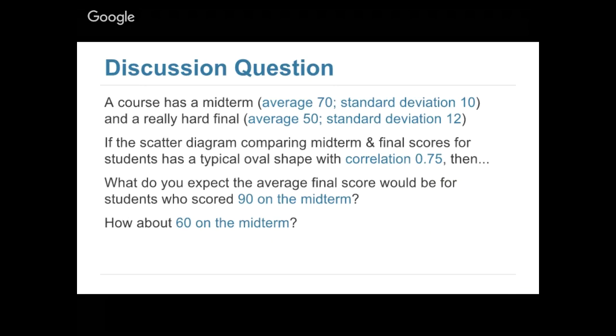What is 90 in standard units? So you can start with y equals r times x in standard units. Then see if you can work out the algebra to get back the predictions. Go ahead.